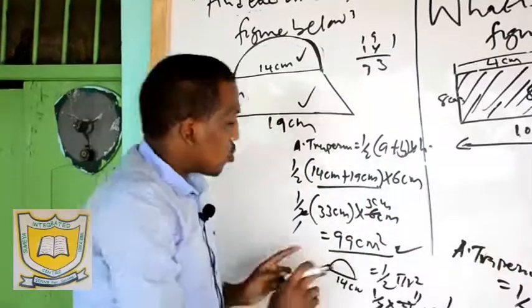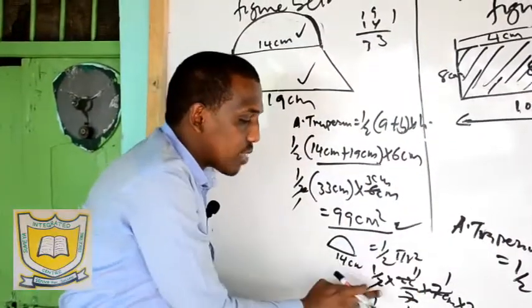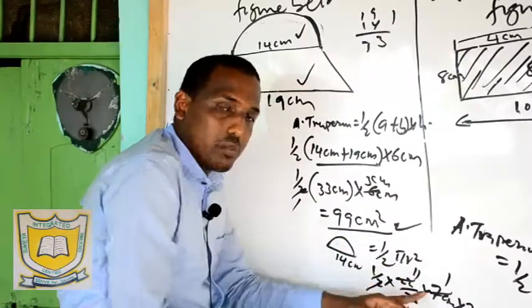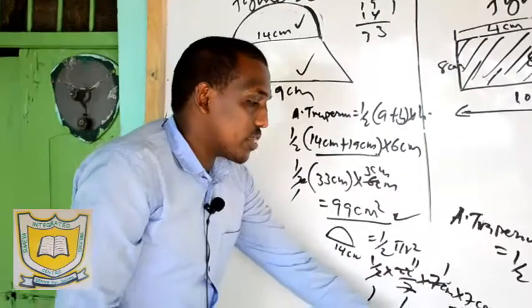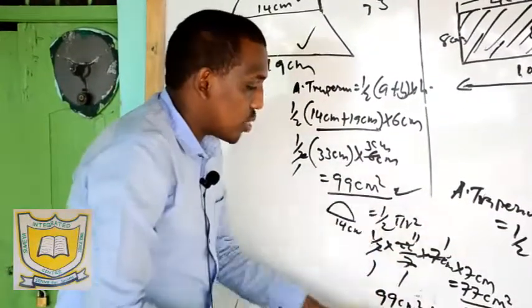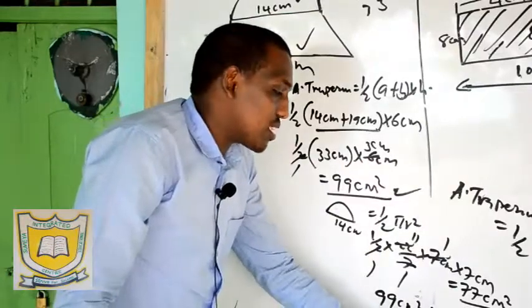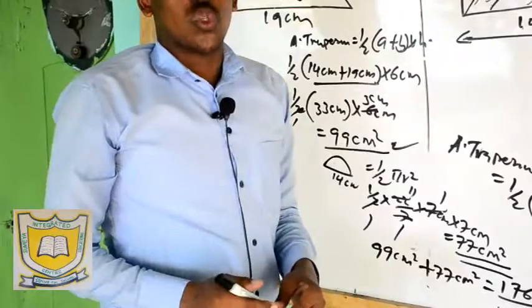You put it aside. You go now to the semicircle. A half pi r squared, a half times 22 over 7 times 7 times 7. 2 into 14 is 1, 2 into 2 is 11, 7 by 7, 1, by 7, 1. 11 times 7, 77 centimeter squared. You put it aside. What you do now, you add the two areas. 99 centimeters squared plus 77 centimeters squared, you will get 176 centimeter squared.